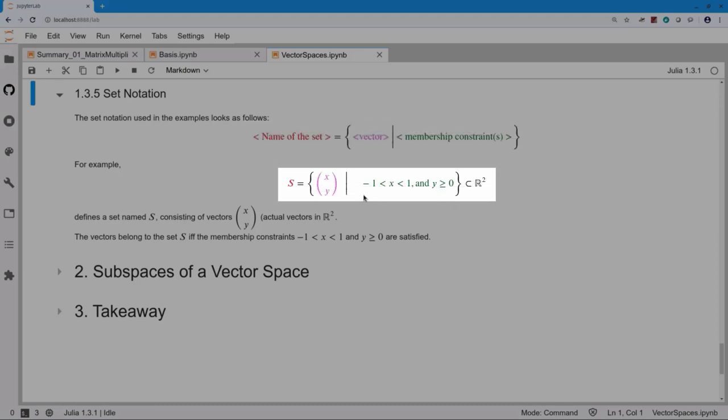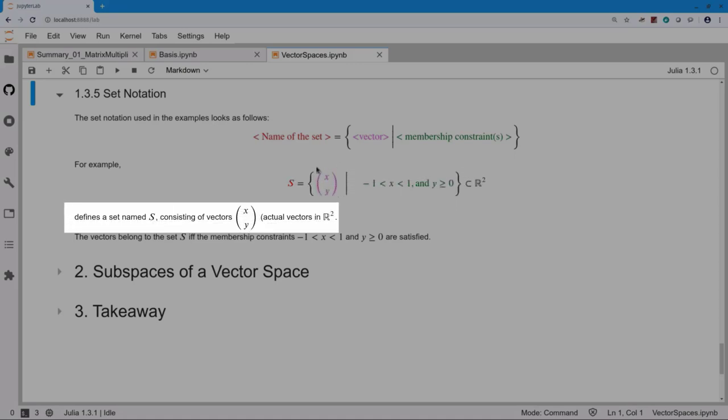So as an example, this expression here, S is equal to the set of (x, y), those are my vectors. Those are vectors in R2 as it happens, right? So yes, this set is in R2. And the membership constraint says I want something about x's and y's that has to be true, namely that the x is between minus 1 and 1, not including the boundaries, and the y must be greater or equal to 0. So for example, the vector (0, minus 5) is not in here because minus 5 is not greater or equal to 0. This defines a set S. We know what the vectors are. We look here and we know what constraints there are that these vectors have to satisfy to be inside of our set.